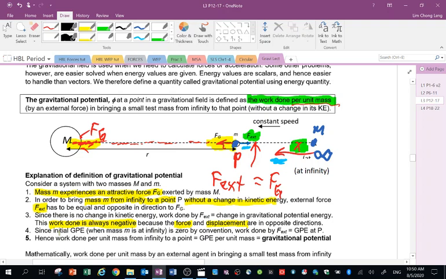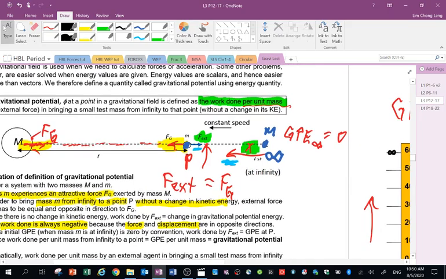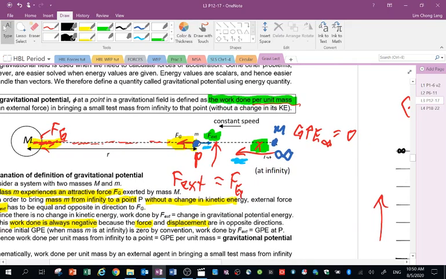So since GPE is zero by convention at infinity, GPE is zero at infinity. So let me write down by convention. Just now we already know that we define at infinity GP is zero.